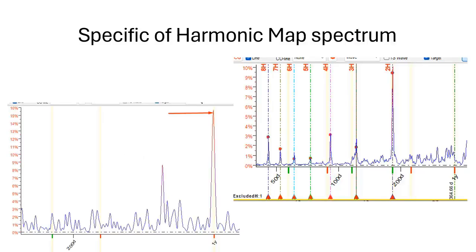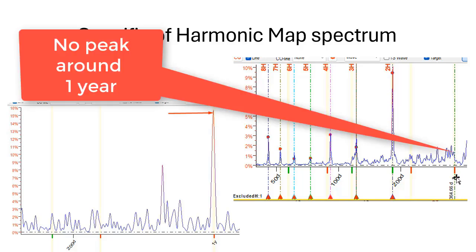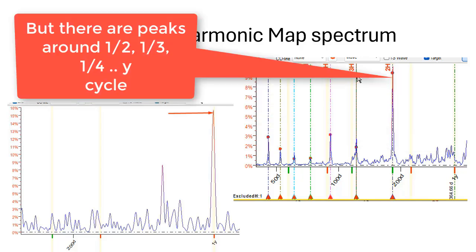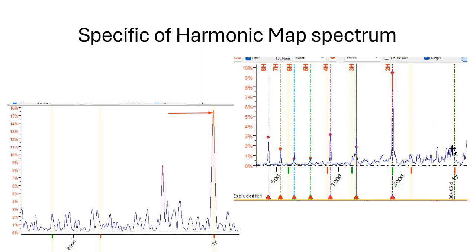So, the specifics of the harmonic map spectrum. You see, I will show you, this is the classical spectrum. It reveals the annual cycle for some stocks. It seems to me soybeans. And this is the harmonic map. It reveals the presence of the annual cycle for gold. Yeah, this is gold. We see nothing on the 1 year cycle, but we see that harmonics work: a half year harmonic, a 1/3 year harmonic, a quarter harmonic. So the annual cycle itself does not work, but its harmonics work. It's a very strange phenomenon, but it is.